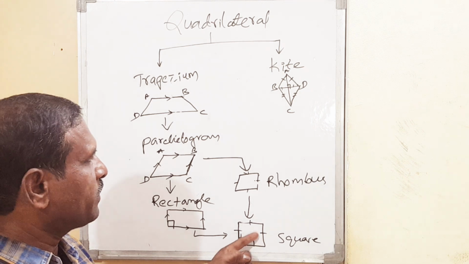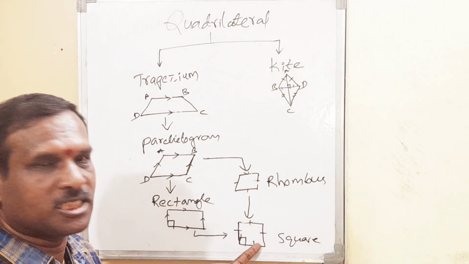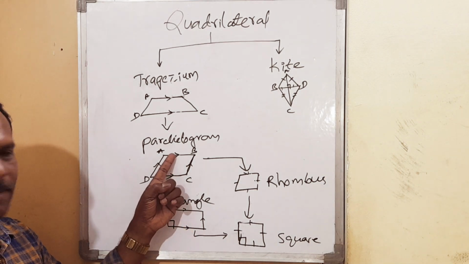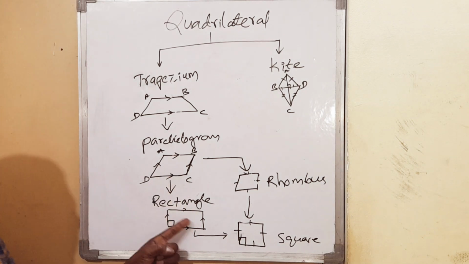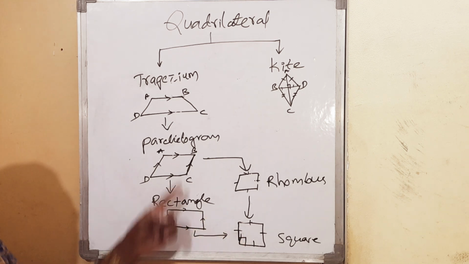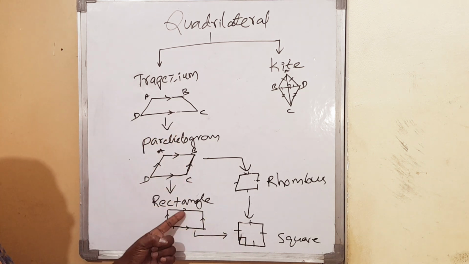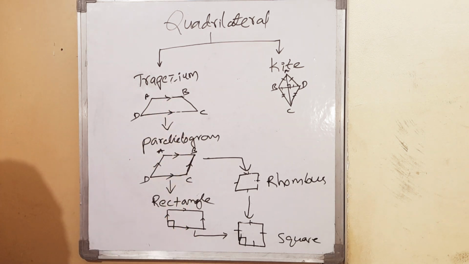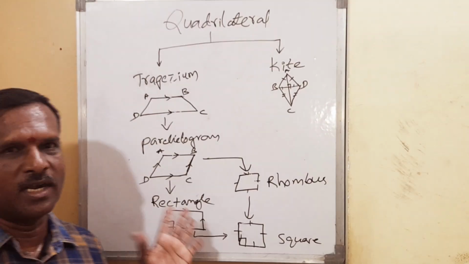See, means square is a rhombus, but rhombus is not a square. Rectangle is a parallelogram, but parallelogram is not a rectangle. Square is a rectangle, but rectangle is not a square. Rectangle is a trapezium, but trapezium is not a rectangle. So all these are quadrilaterals that we know.